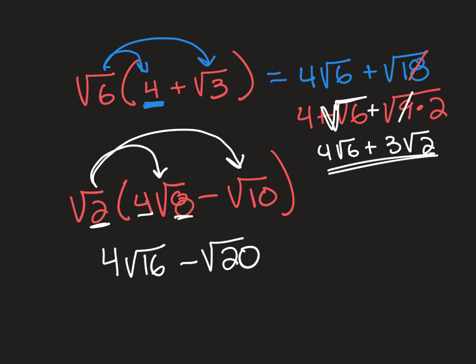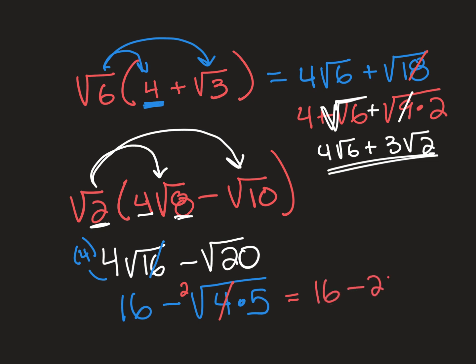Both of these I can simplify. The square root of 16 is 4. So that 4 gets kicked out to the front. 4 times 4 gives me a whole number 16. And 20 can actually be simplified to 4 times 5. Once you're here, the square root of 4 is 2. That 2 gets kicked out to the front, and I'm left with 16 minus 2 square root of 5. These are definitely not like terms, so that's as far as we can go with that one.